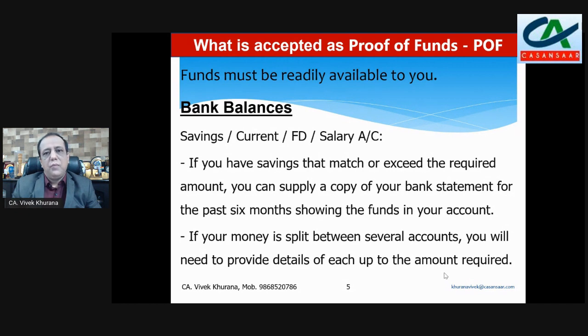And if you have more than one bank balance, meaning your balance is spread out, some balance in one bank account, some in a second bank account, then you have to provide the details of each and every bank. So clear? So bank balance means saving, current, FD, salary. So all are accepted as the proof of fund.